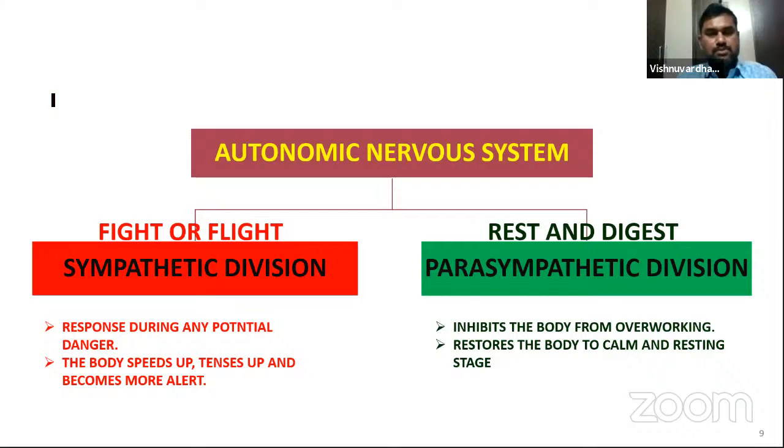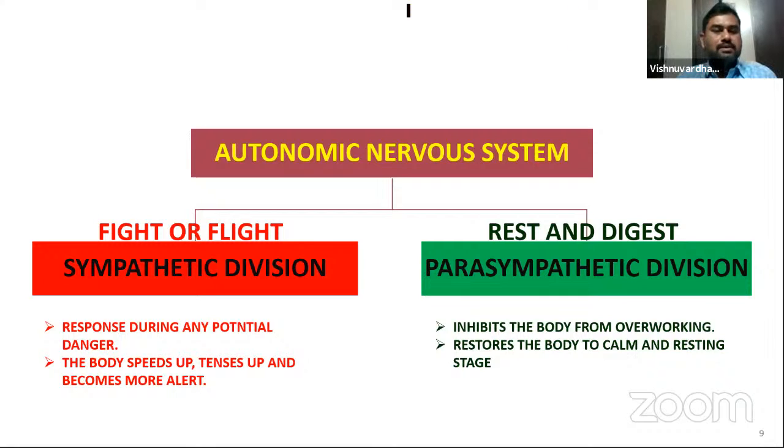These have opposite actions. Whereas the sympathetic division activates the different organs, the parasympathetic division controls those actions. So they work in opposite ways. The sympathetic division responds during any potential danger, when the body speeds up, tenses up and becomes more alert. So when you are active or in danger, the sympathetic division activates.